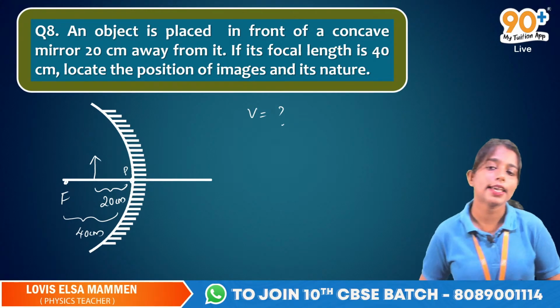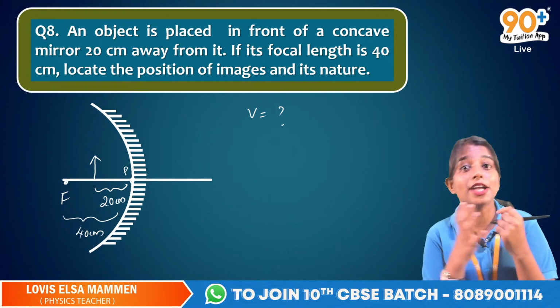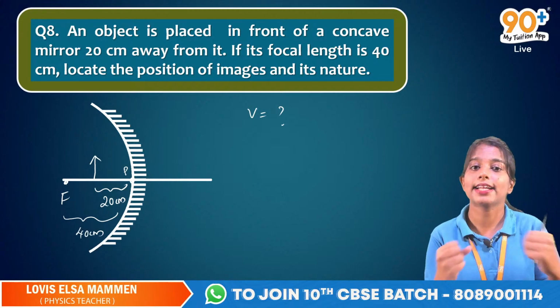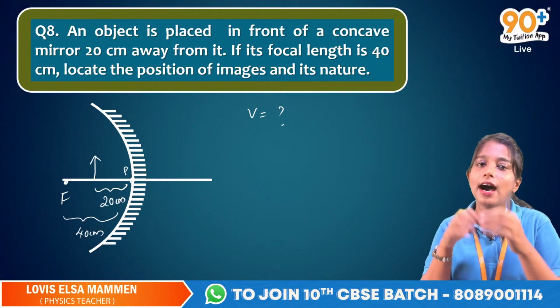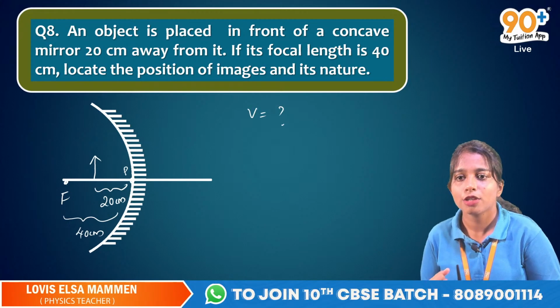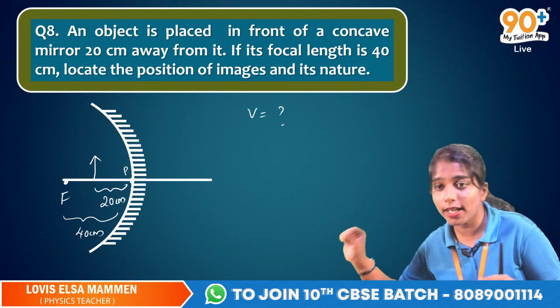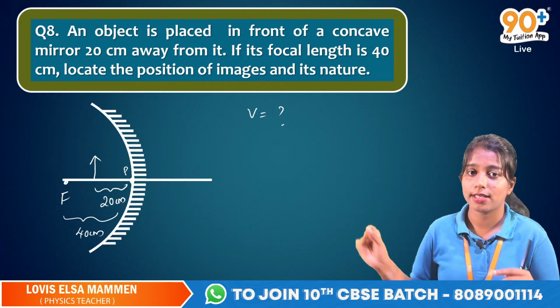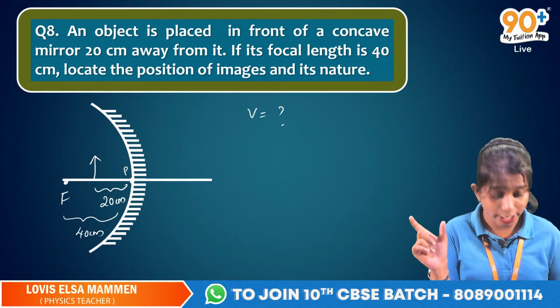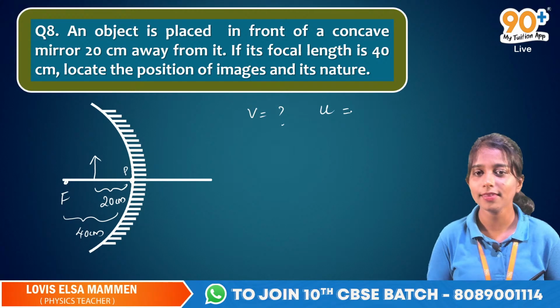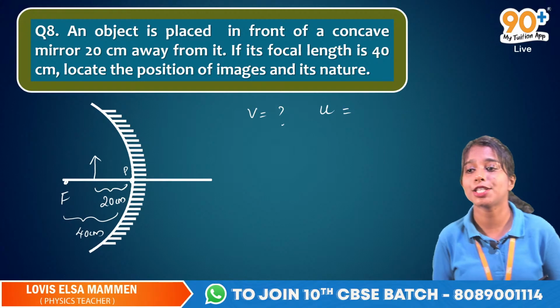So how can you denote that? For that, you need to use the new Cartesian sign convention to assign values. From the pole of the mirror to the object, that is the object distance, which is denoted by u. What is the value of it? Apply the Cartesian sign convention.